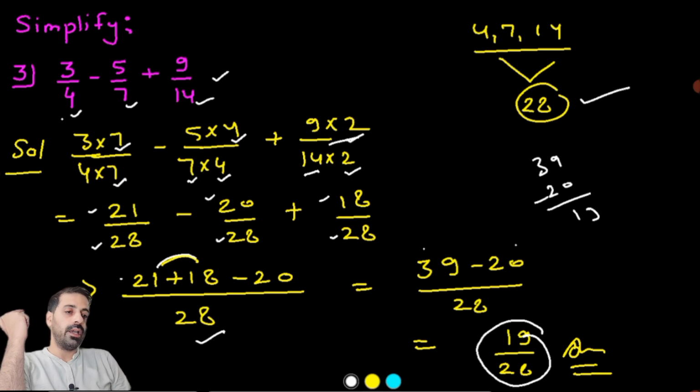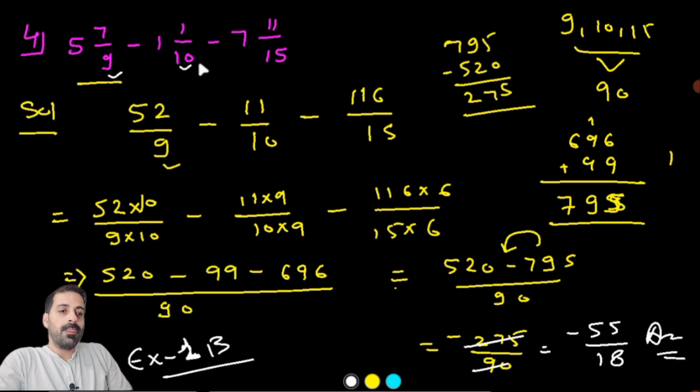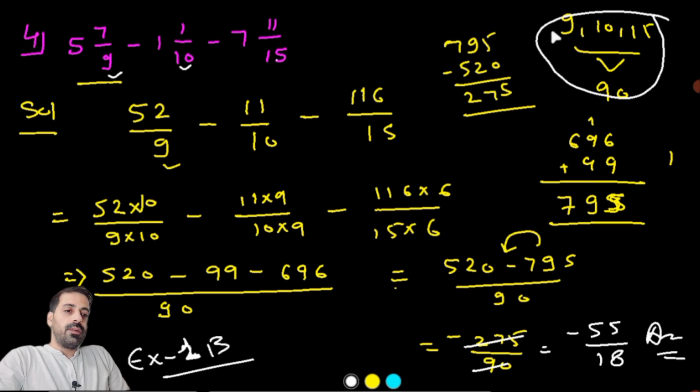Now comes the next question, my dear students. Question number 4 is given. Question number 4 is on your screen now. 5 upon 9 minus 1 upon 10 minus 7 upon 15. So what will be the LCM of the denominators 9, 10 and 15? The LCM you can see here very clearly is 90. So I have to convert this 9 into 90, so I multiply the numerator by 10. This 10 I have to convert into 90, so I multiply by 9. Here I also multiply by 9. This 15 into 90, so the numerator by 6.